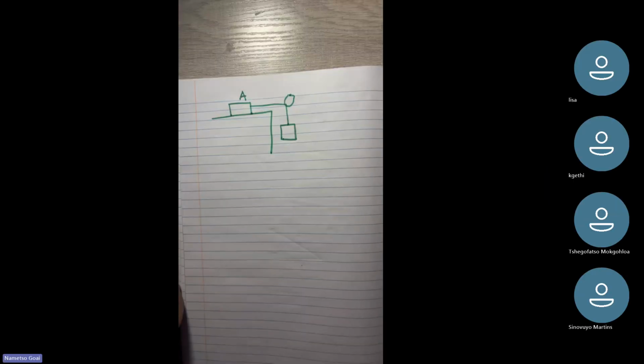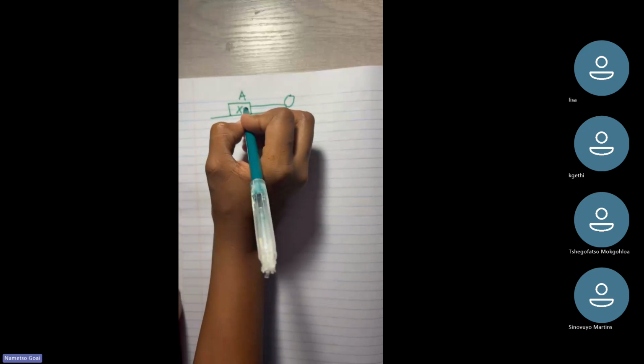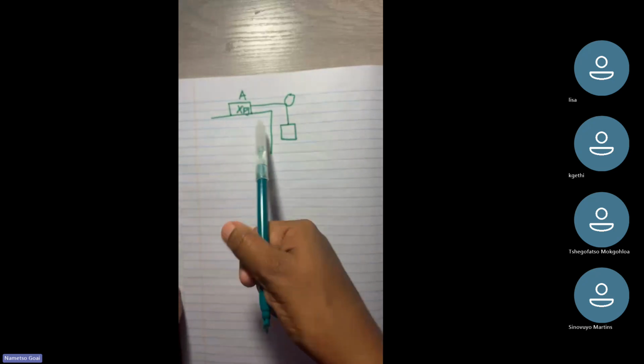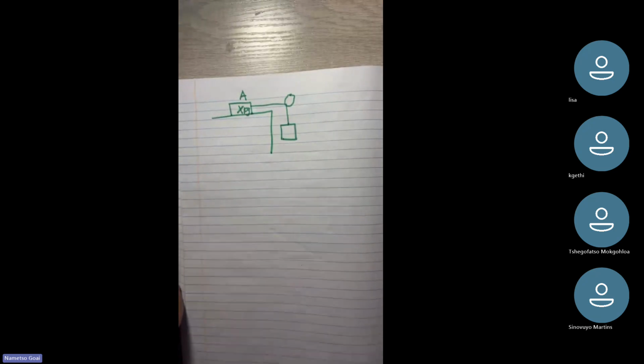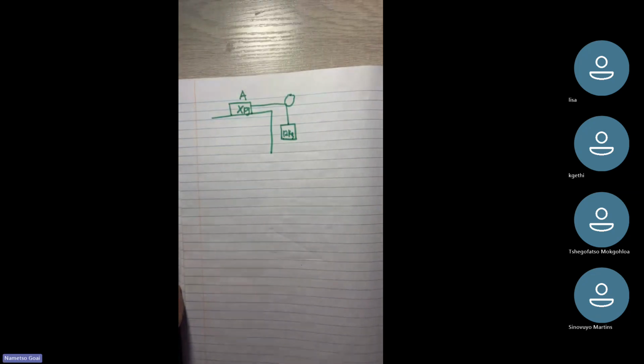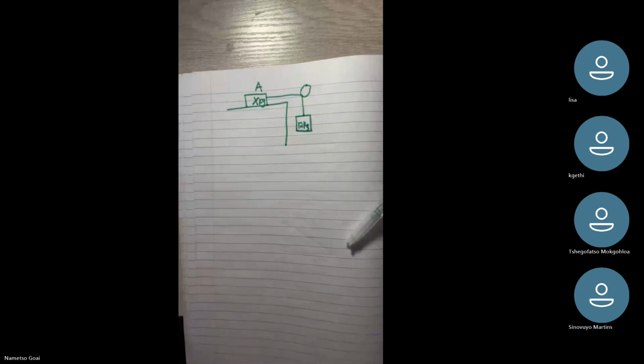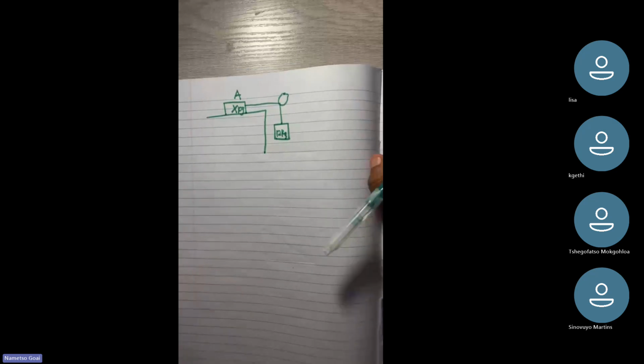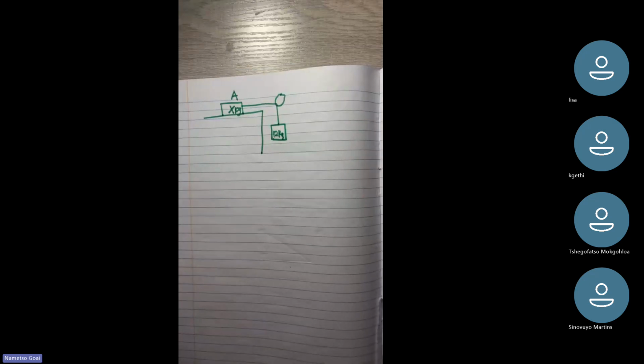The mass of block A is X kilograms. So the mass of block A is unknown, right? While that of block B is 12 kilograms. When a force of magnitude 124 Newton acting parallel to the surface is applied, as shown in the diagram, block A moves to the left at a constant velocity.